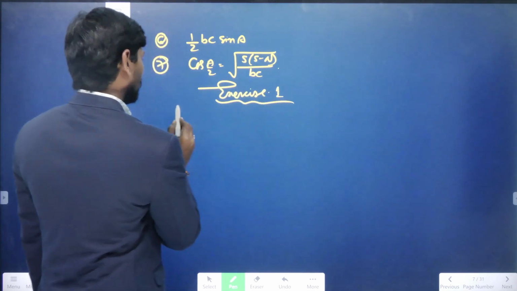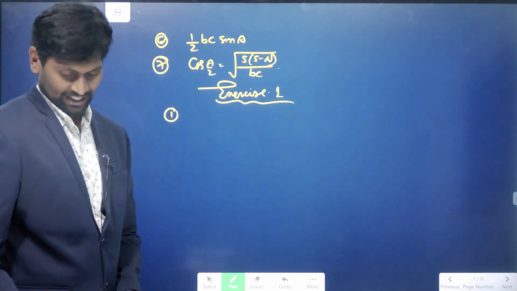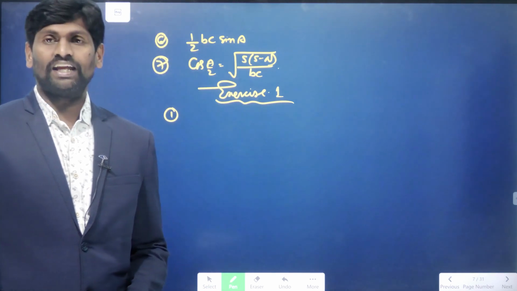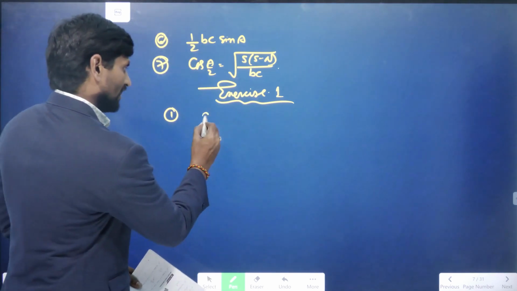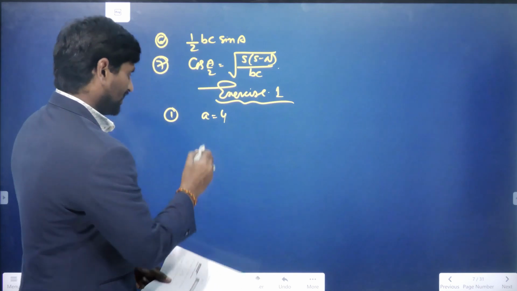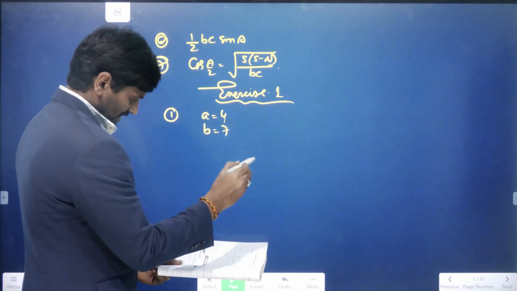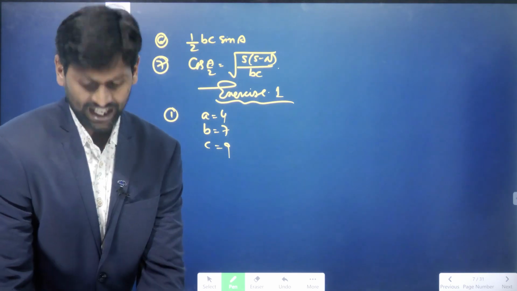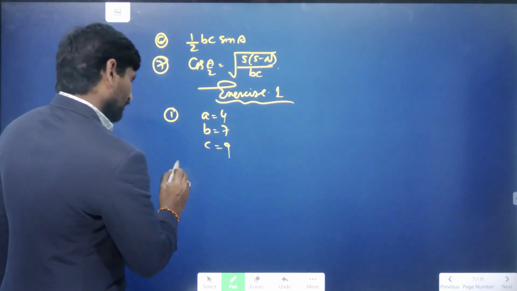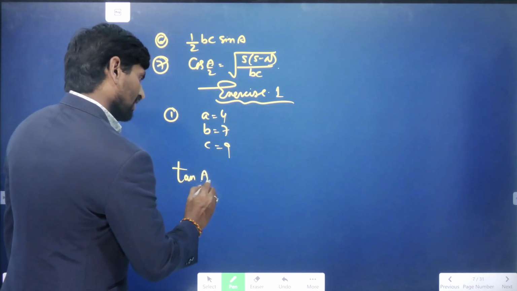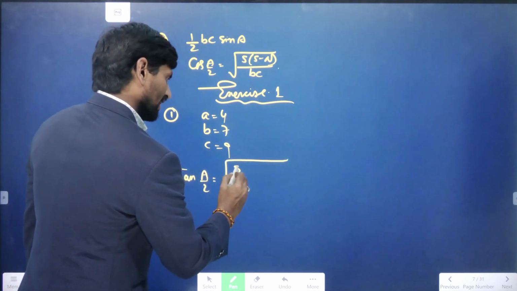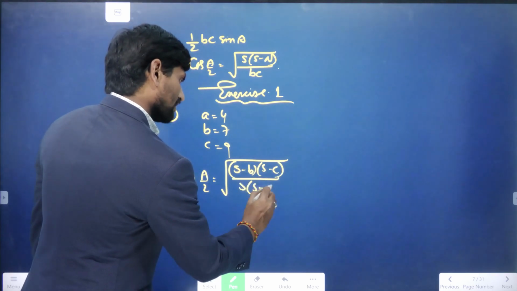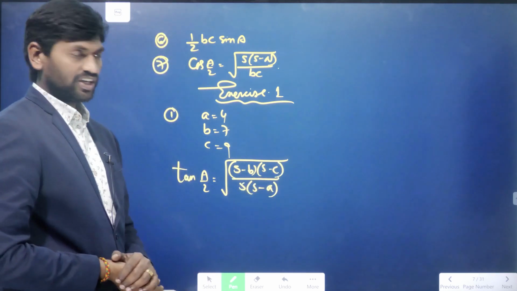Exercise 1 problem. The first one is triangle ABC, A value, B value, C value given. That is, tan A by 2 value we should find. So what is A value? Small a value is 4 centimeters, small b is 7, and small c is 9 centimeters. We need to identify the value of tan A by 2. Tan A by 2 formula. Tan A by 2 is equal to root over S minus B into S minus C by S into S minus A. Okay, now substitute.